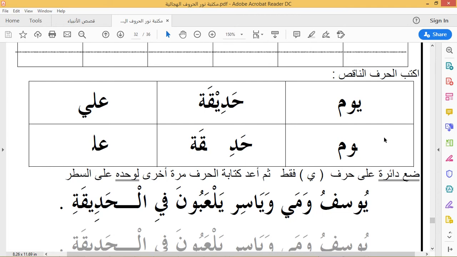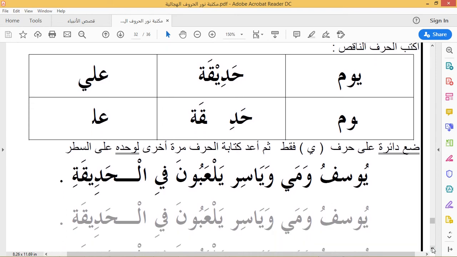So the next one is Uktubul Harfa Naqis. Write the remaining letter. Yawmun, Hadiqa, Ala. So this is how to write the remaining letters. You have to complete writing the leftover letters here. And down here you have Yusufu, Wama, Wayasir, Yel'abuna fil Hadiqa.